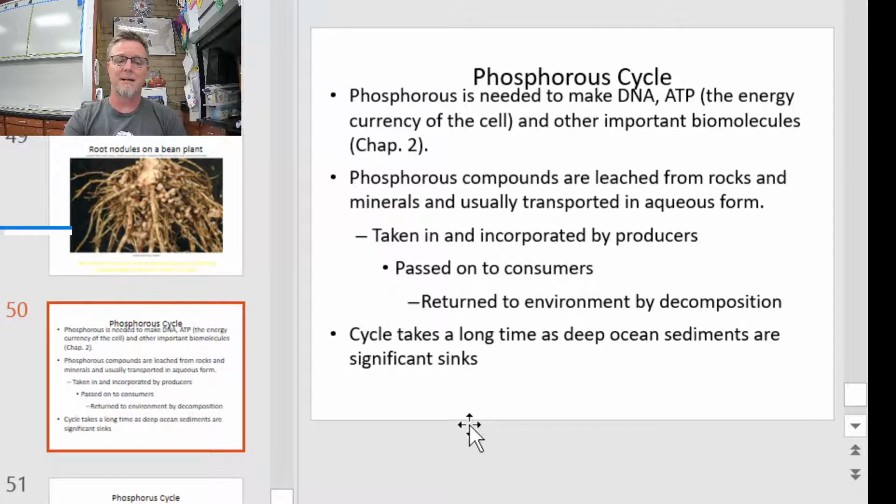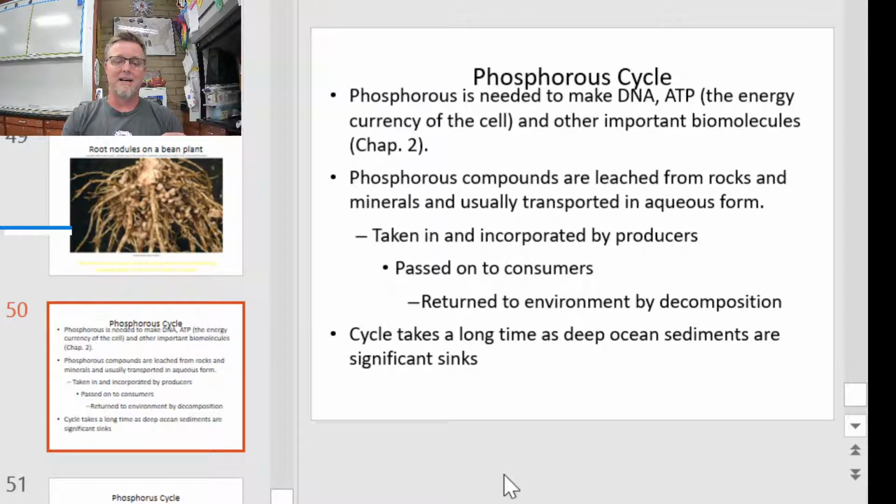Phosphorus itself is needed to make DNA, ATP, and RNA, all those nucleic acids. Basically, you got to have phosphorus, right? Now, when it comes to phosphorus, there's a fast cycle for phosphorus and a slow cycle for phosphorus. Phosphorus compounds on the slow cycle tend to be leached from rocks and minerals and transported in aqueous form where other life forms can then absorb them. That's a really, really slow process.